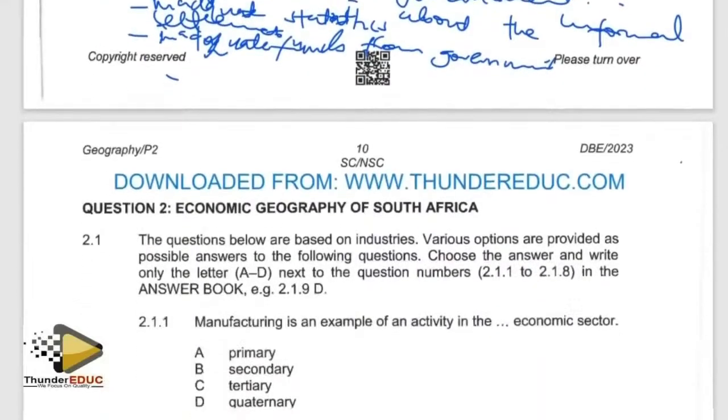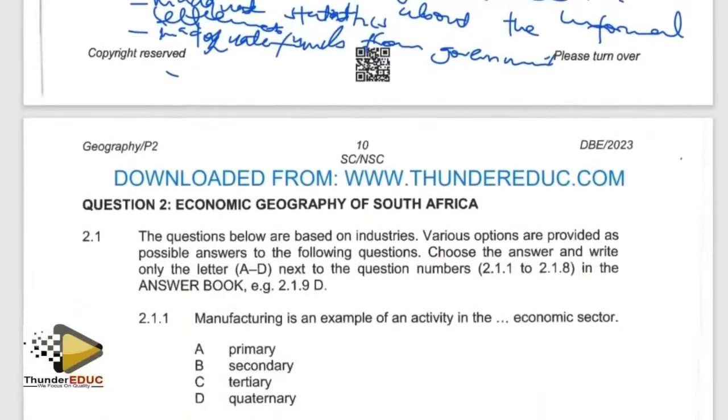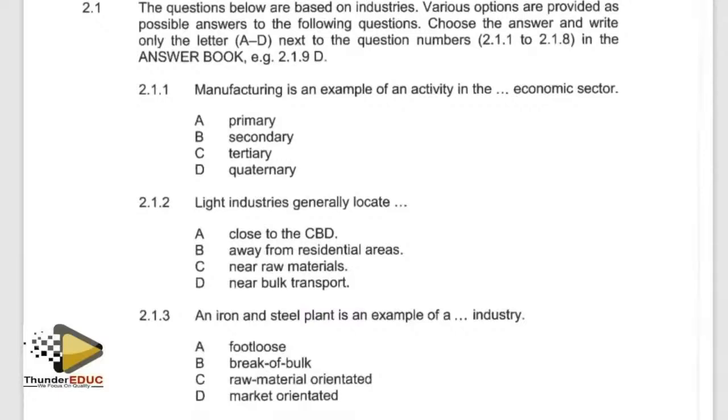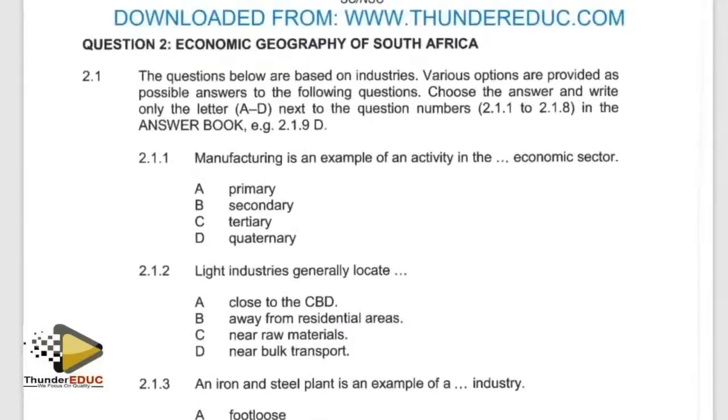Okay. We go to question 2. Question 2, we are also just choosing which one is the right. 2.1.1, manufacturing is an example of which one? It's manufacturing. Obviously, it is secondary. Light industry is generally located close to the CBD, away from the residential area, near the raw materials, and near the bulk raw materials. So all these ones are wrong. The only option is A.